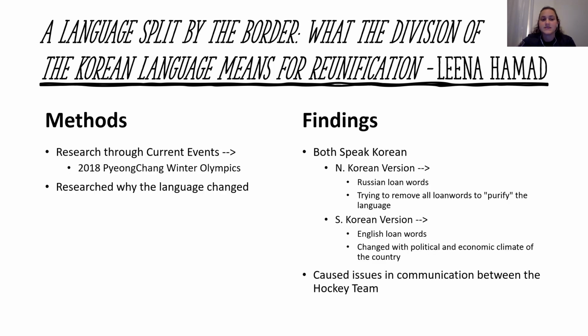So the second source is A Language Split by the Border, What the Division of the Korean Language Means for Reunification by Lena Hammond. The methods this study was conducted through were research on current events, specifically the 2018 Pyeongchang Winter Olympics, and also research into why the language changed. Looking at the 2018 Pyeongchang Winter Olympics, what ended up happening was North and South Korea decided to make a unified women's ice hockey team.